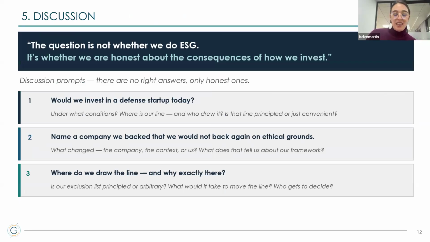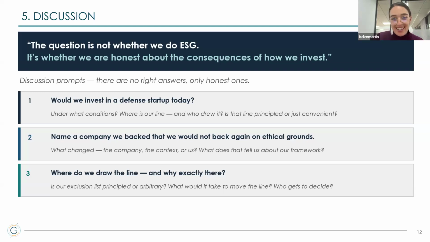Yeah. So for the discussion and for closing, and I would also like to open the floor for the next minutes, I think the question is not whether we do ESG. ESG is just a framework that we can define and build based on our principles, our values, and our exclusion list. It's what are the consequences and what are the moral trade-offs in how and what we invest in.